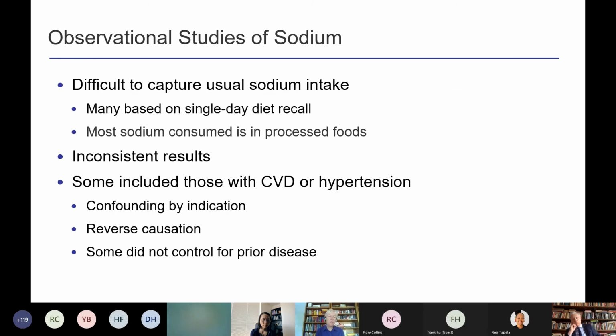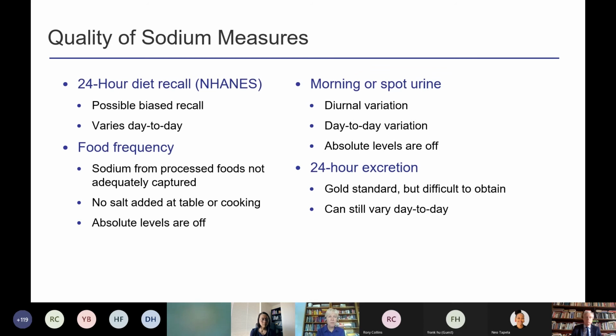So what about observational studies of sodium? It's very hard to capture usual sodium intake. Many studies use single-day diet recall, but most sodium is consumed in processed foods, which is very difficult to measure. The results of these studies tend to be inconsistent. Some of them included cardiovascular disease or hypertension. So there could be confounding by indication, reverse causation, and some didn't control for prior disease. I'm just going to go through a few of these ways of measuring sodium that are used in these trials.